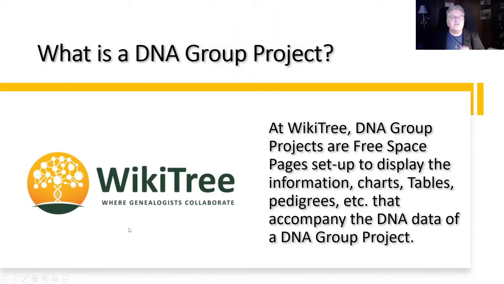For WikiTree, WikiTree is a little bit different. It doesn't actually look at the data. WikiTree provides free space pages that are set up to display information about the data. You can't do that at FTDNA, you can't do that at GEDmatch, and you can do that at Facebook, but it's kind of hard to back up and backtrack. Some people have done them at wiki pages, or if they own their own personal servers, they can set up pages there. But WikiTree really offers a great free opportunity to display information, charts, tables, and pedigrees that would accompany the data in the DNA Group project.